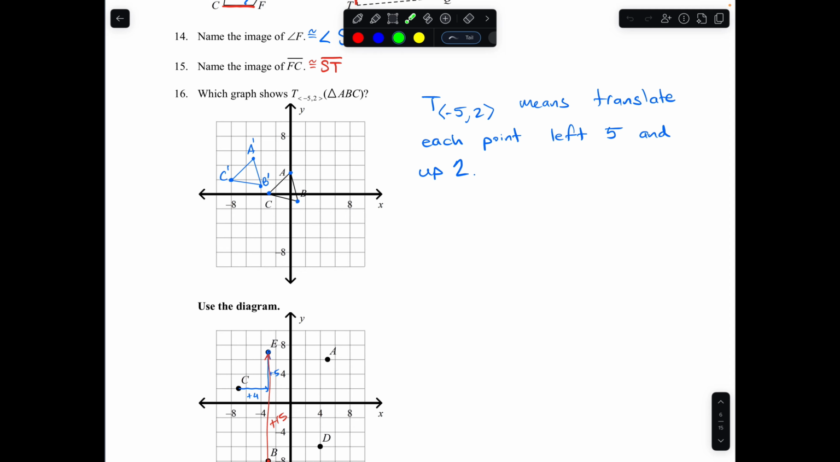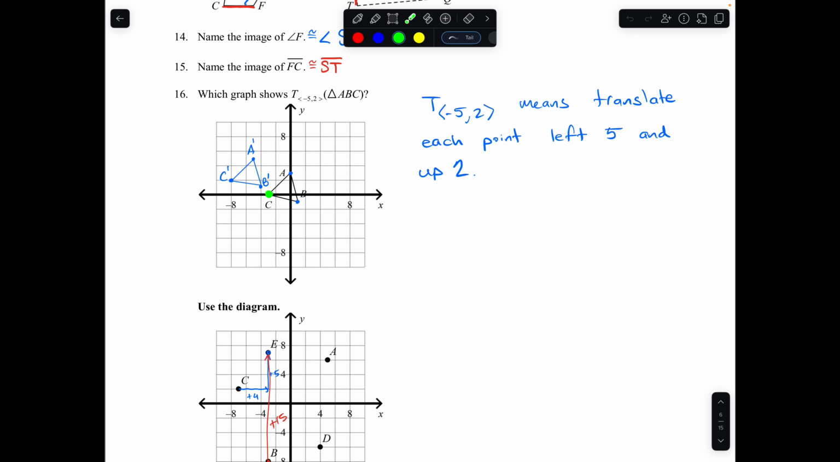So I didn't write out the coordinates here, but you should know that this capital T and then the subscript -5, 2, it means we're going to translate, T for translate, and -5 means subtract 5 from the x coordinate. In other words, move each point left 5. And 2 means add 2 to the y coordinate, or move each point up 2. So if I take A and I move it left 5 and up 2, there's A prime.